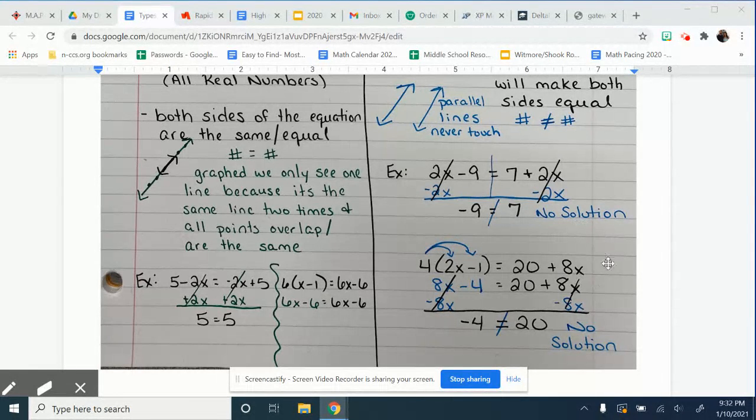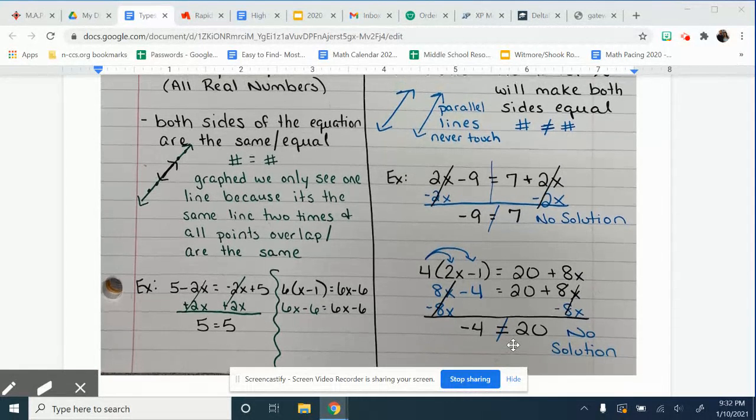Again, down here on the bottom, we're going to distribute 4 and we get 8x minus 4 equals 20 plus 8x. So we're going to subtract out our 8x and we end up with negative 4 equals 20. Can negative 4 ever equal 20? No. So since these two numbers are not equal to each other and they cannot ever be equal to each other, it would be no solution because they are not equal to each other. They will never touch.